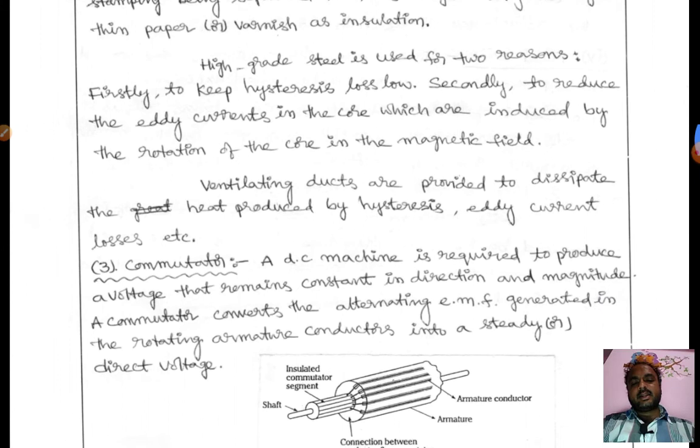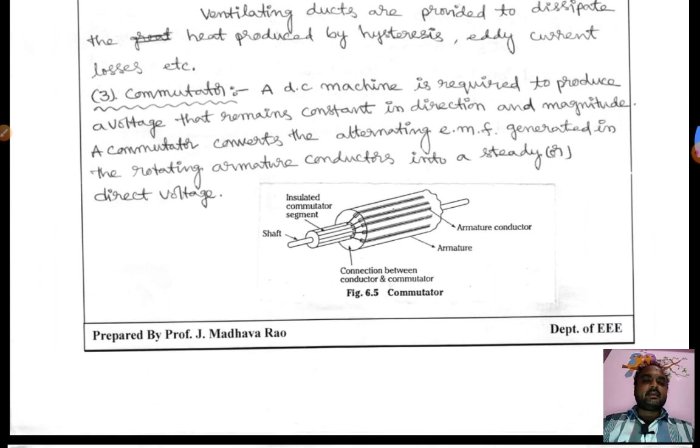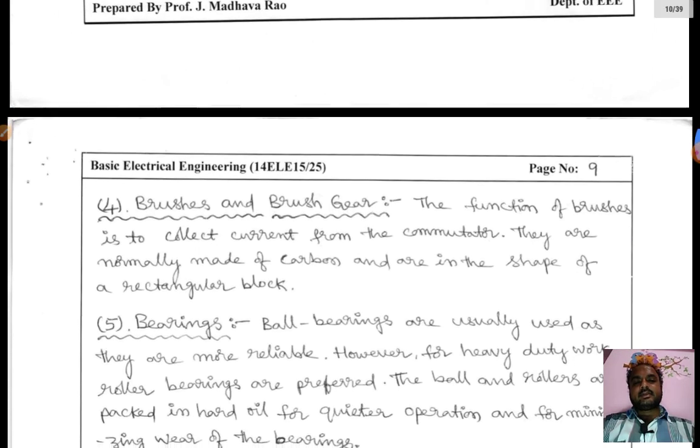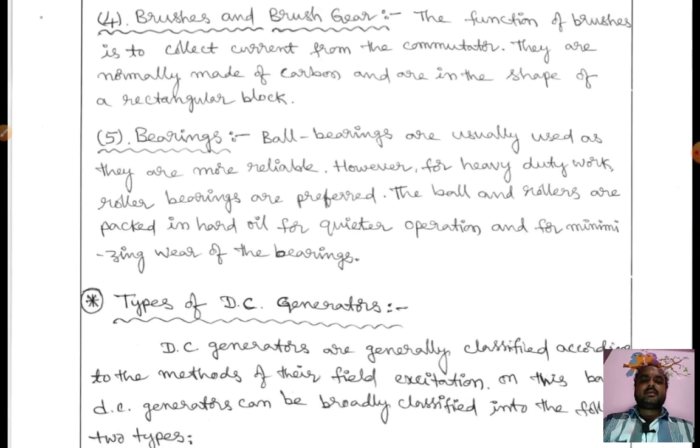Next, commutator. The commutator is a very important device in DC motors and DC generators. A DC machine is required to produce a voltage that remains constant in direction and magnitude. A commutator converts the alternating EMF generated in the rotating armature conductors into a steady or direct voltage. So this is about the commutator. Brushes: the simple thing is that the brushes collect the current from the commutator.